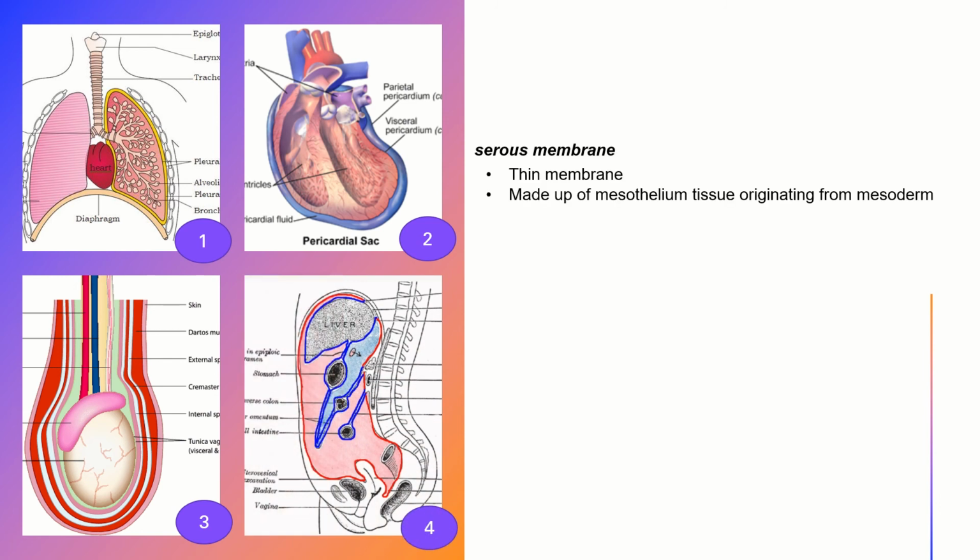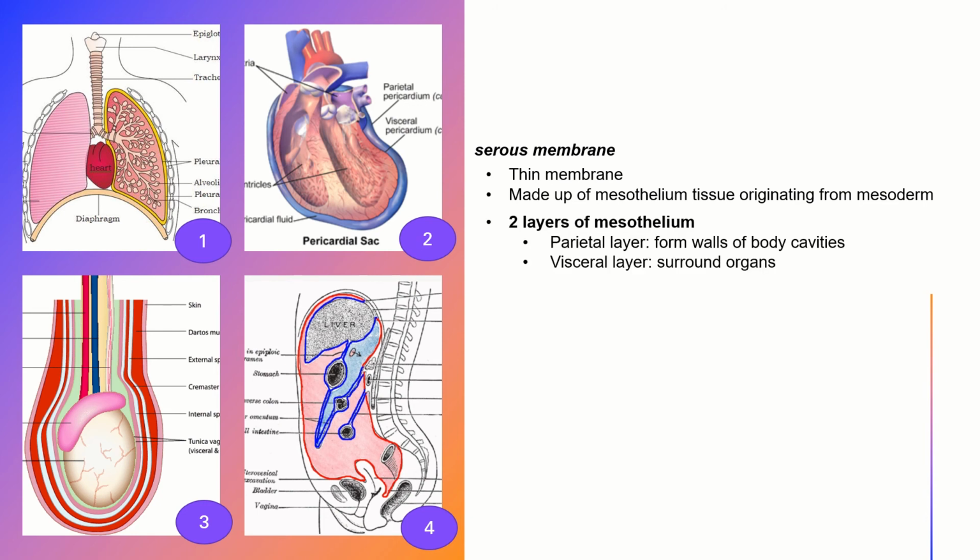In fact, the peritoneum is only one of the 4 serous membranes in humans. The serous membranes include the pleura lining our lungs, the pericardium lining the heart, tunica vaginalis lining the testes, and of course, the peritoneum lining the abdominal cavity. The serous membrane is a thin membrane made up of mesothelium tissue originating from the mesoderm.